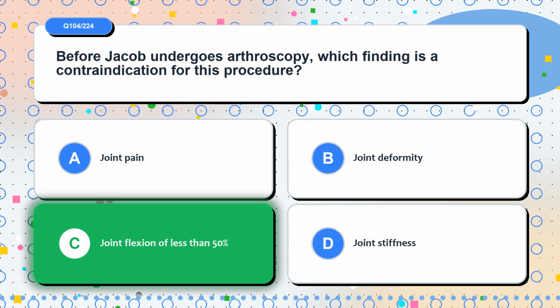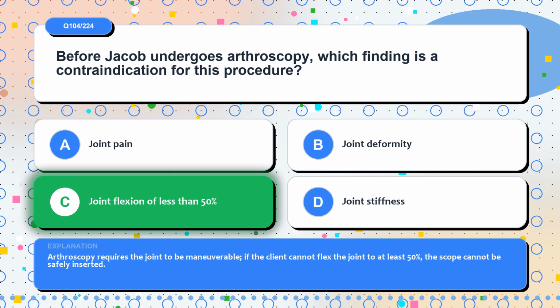The correct answer is option C, joint flexion of less than 50%. Arthroscopy requires the joint to be maneuverable. If the client cannot flex the joint to at least 50%, the scope cannot be safely inserted.